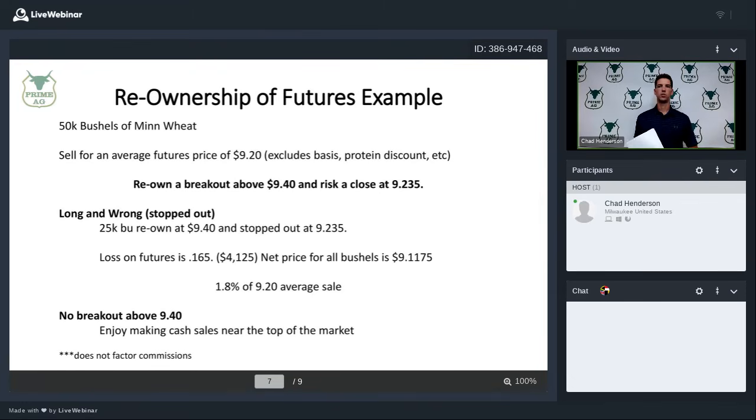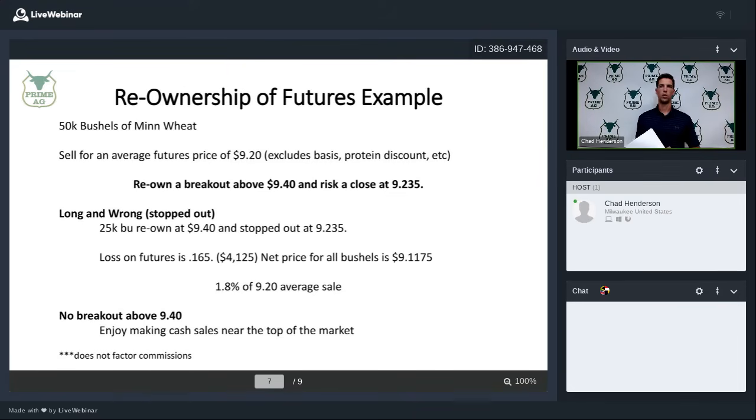The reason why we're using this 9.40 is it kind of works as a filter. If the market doesn't get above 9.40, to us, there's really not much point in re-owning to try and catch an extra nickel or dime. We want to be on board for the big move higher. That's the point of re-owning.